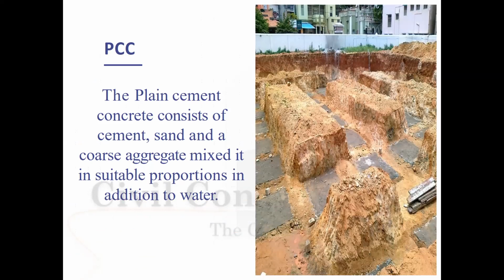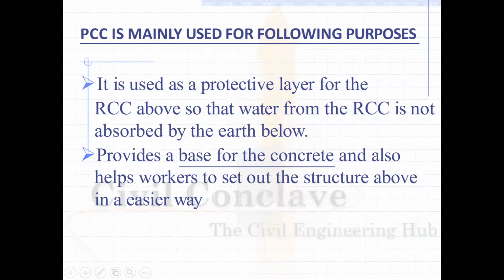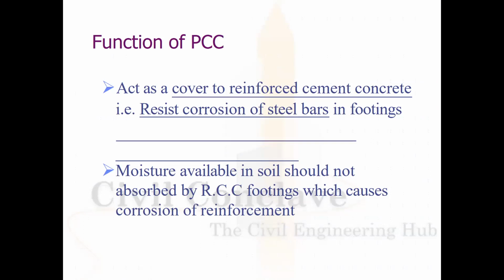PCC. Plain cement concrete consists of cement, sand, and aggregate mixed in the correct proportion with the addition of water. The picture of the PCC has been shown adjoining. It is used as a protective layer for the RCC above so that water from the RCC is not absorbed by the earth below. It also provides a base for the concreting and helps the workers to set out the structure above in an easier way.